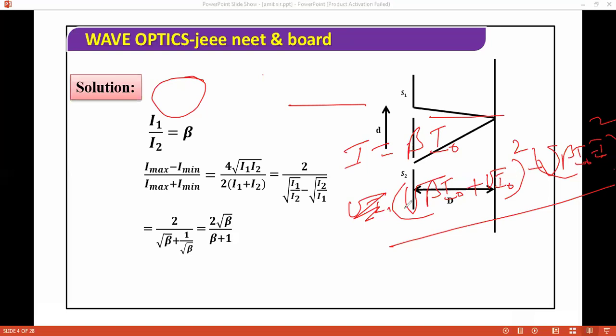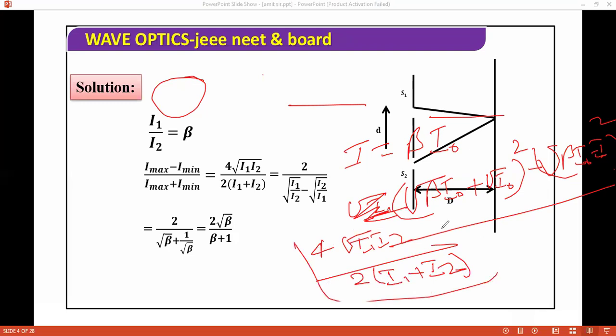The numerator will come in this format, 4 root I1 I2, and the denominator will come in this format, 2 times I1 plus I2. If you want, you can keep this in your brain, otherwise you can just solve it and you will get this relation. Afterwards, just divide by root I1 and root I2 in the denominator, and you will get this format.